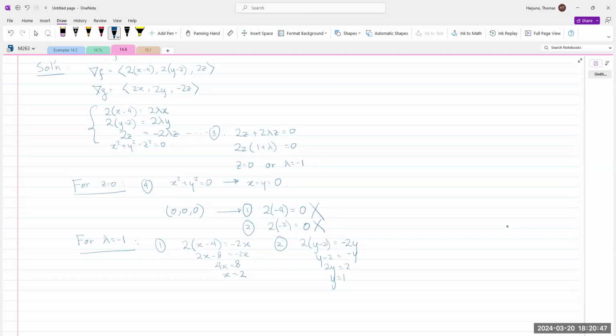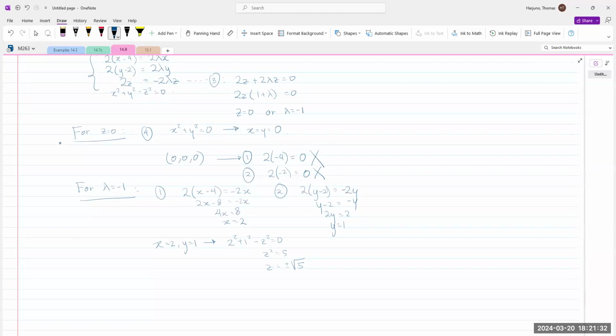Okay, and then using these, I will get the z. I get x equals 2, y equals 1, using the results from equations 1 and 2 together. So when x equals 2 and y equals 1, that gives me 2 squared plus 1 squared minus c squared equals 0, so c squared equals 5. So c equals plus or minus square root of 5. Now we have the coordinates (2, 1, plus or minus square root of 5).